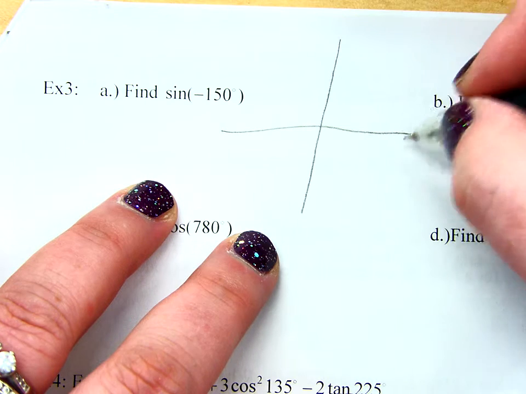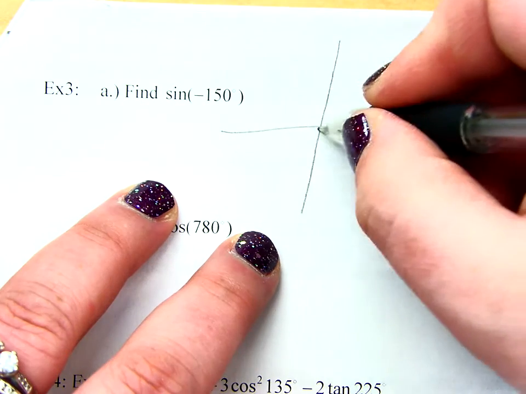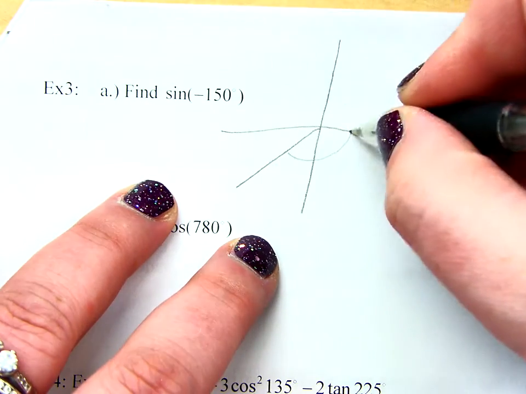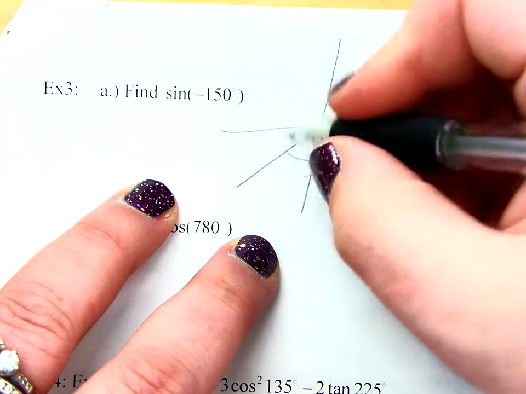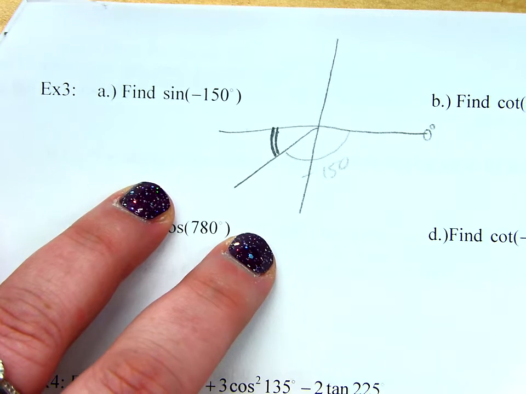Another negative one. Yeah, negative 1. So here's negative 90. That would be negative 180, so I'm somewhere in here. So that would get me a negative 150. Remember, my reference angle is this right here, from that terminal side to the x-axis.